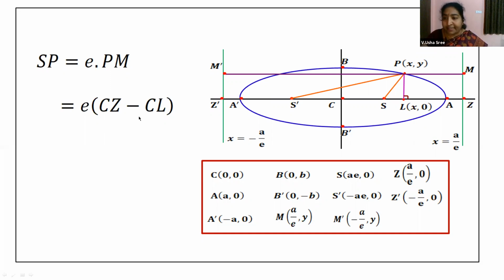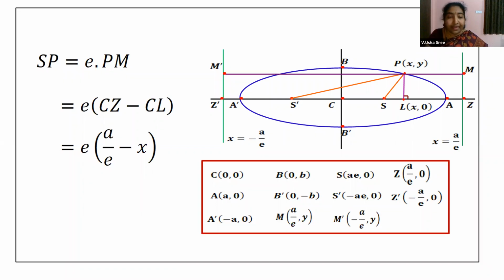What is CZ? C to Z. What is the distance? We have taken it as A by E, isn't it? Instead of CZ, we can write it as A by E. And what is CL? From C to L, the distance on the x-axis is taken as x. So we can write it as E into A by E minus x.